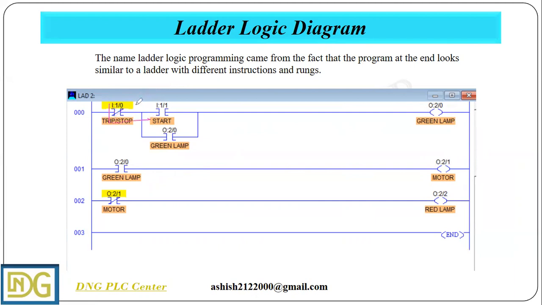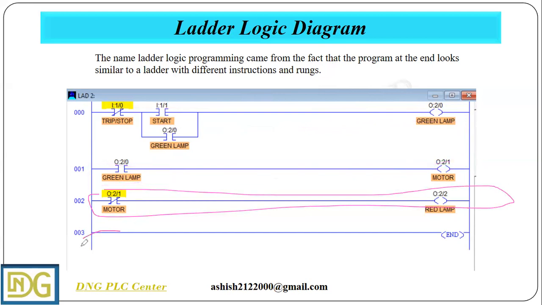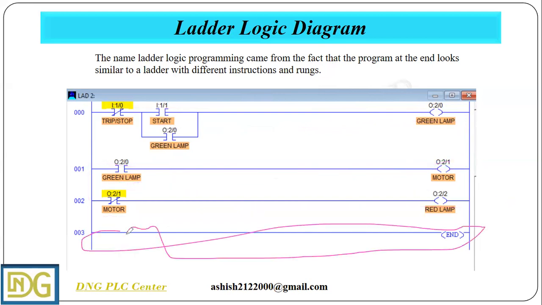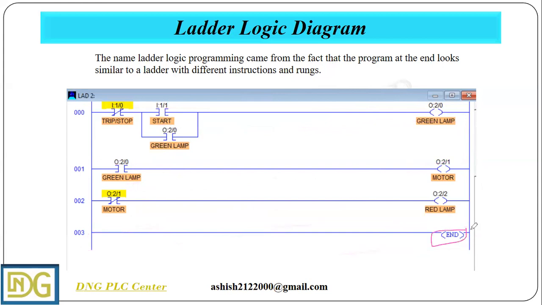So here, this line, these lines represent our rungs. This is a rung, this is a rung, this is a rung. This is the end rung, which is shown here, where we have to end the program. These rungs represent the end of the program.